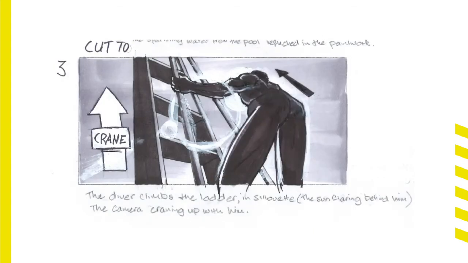Tracking over hood, and then we go back to a shot under the diver walking up the stairs, and the notes from the director: the diver climbs the ladder in silhouette, the sun flaring behind him, the camera craning up with him. So the arrow there is the way you show that the camera that's on the crane is going up.